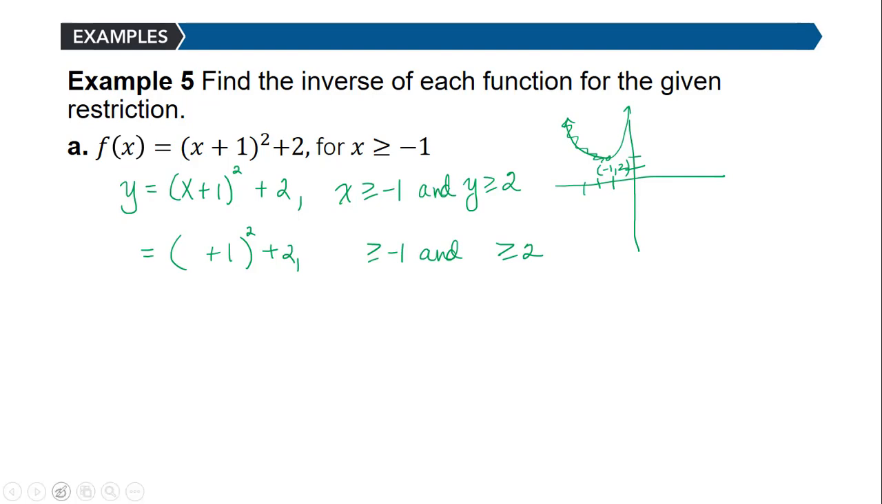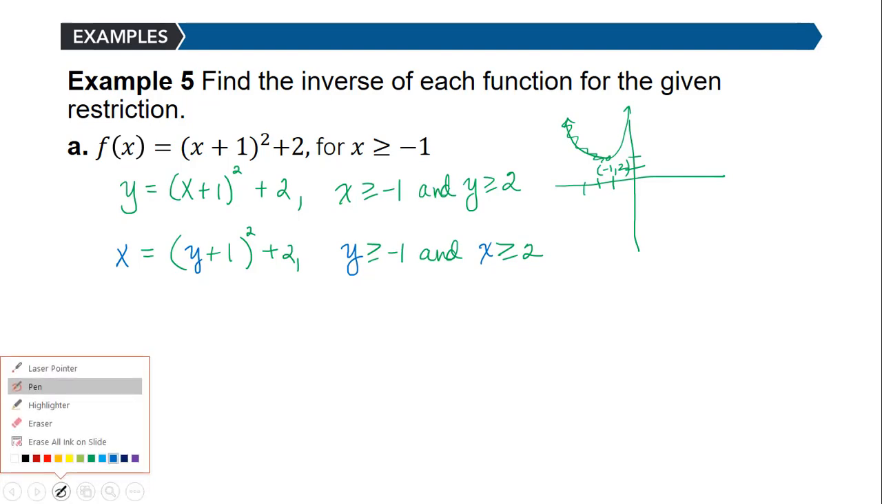And I'm going to go through now and fill in with a different color. So what we get is that x equals the quantity y plus 1 squared plus 2 for y greater than or equal to -1 and x greater than or equal to 2.